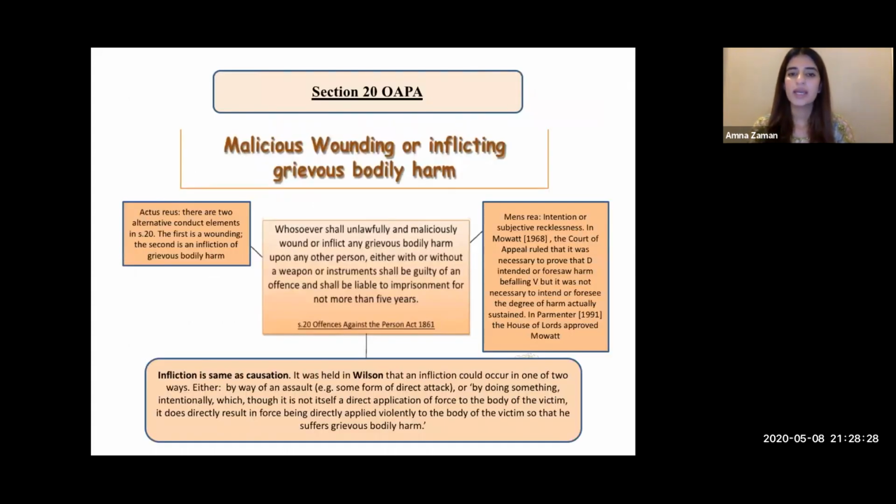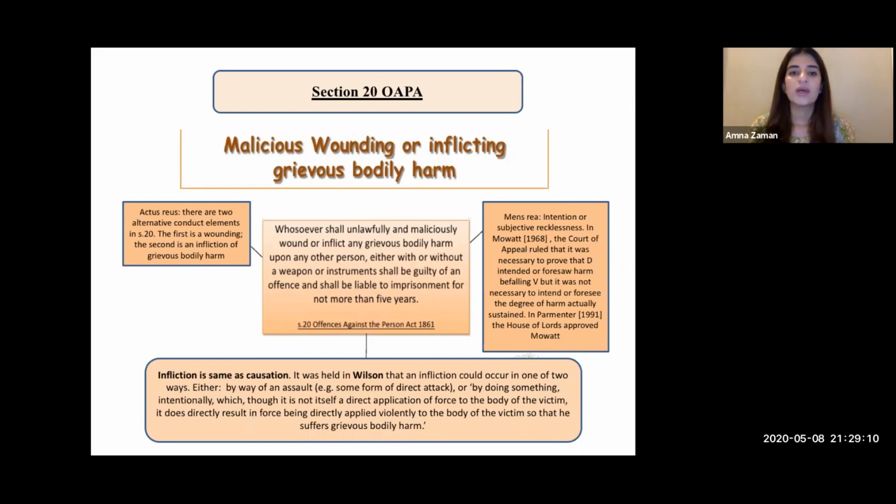Having considered the actus reus of Section 18 and having considered in detail what amounts to a wound and what amounts to grievous bodily harm, it is important for us to understand that along with the actus reus, the prosecution will have to prove that the defendant had the required mens rea, which is the specific intent to either resist arrest or to cause grievous bodily harm to the victim. Nothing else would suffice. However, if the prosecution finds it hard to prove specific intent, then an alternative offence that can be charged is the Section 20 offence.